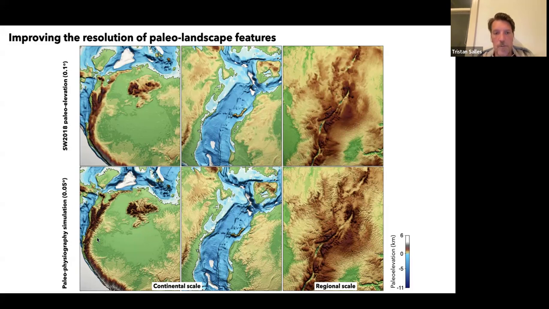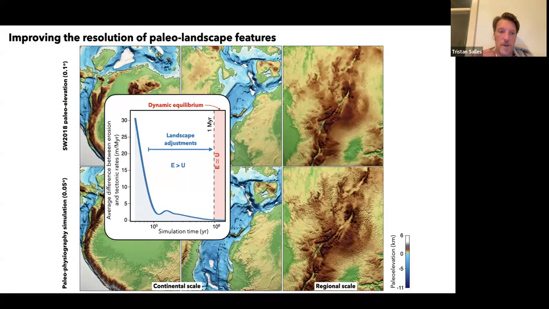So to run these models, if we look at the top image and the bottom one, what we do here, we are actually running the model for a specific time interval. So let's say we are at 150 million years. We are going to basically run the model with a set of rainfall conditions and tectonics up to the point where we reach a dynamic equilibrium. And once we reach this dynamic equilibrium, basically we'll consider that this landscape is representative of the specific time slice that we are looking at.